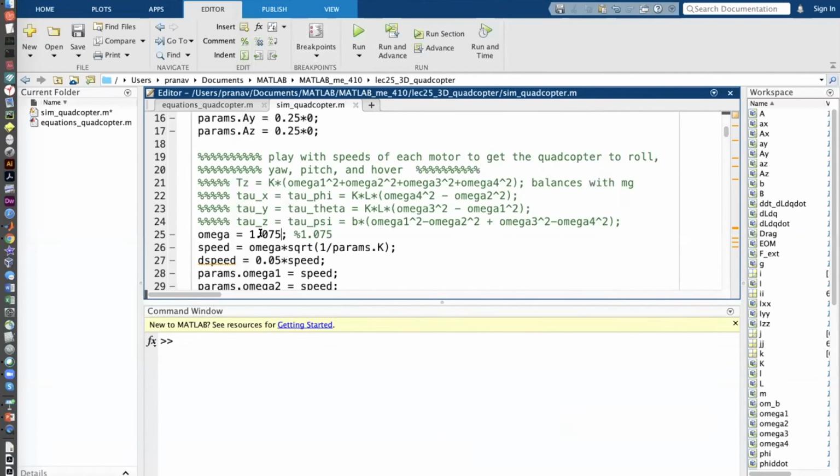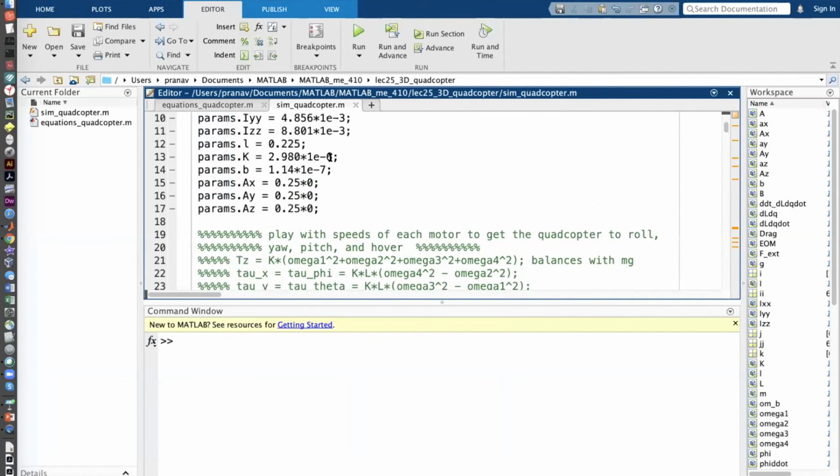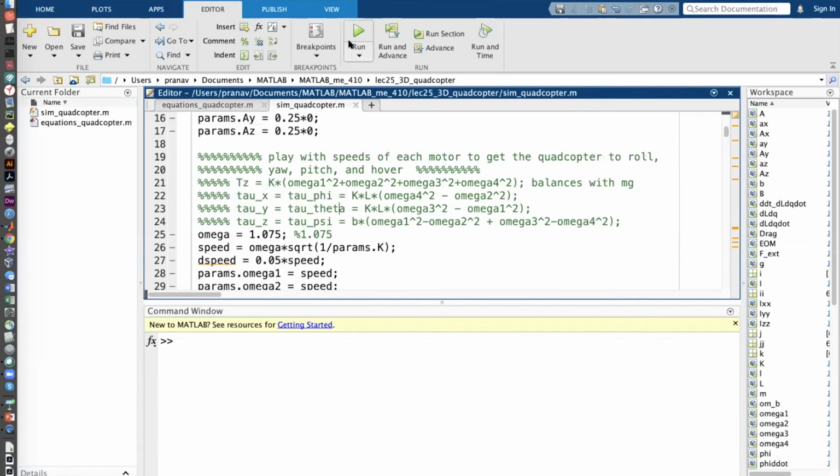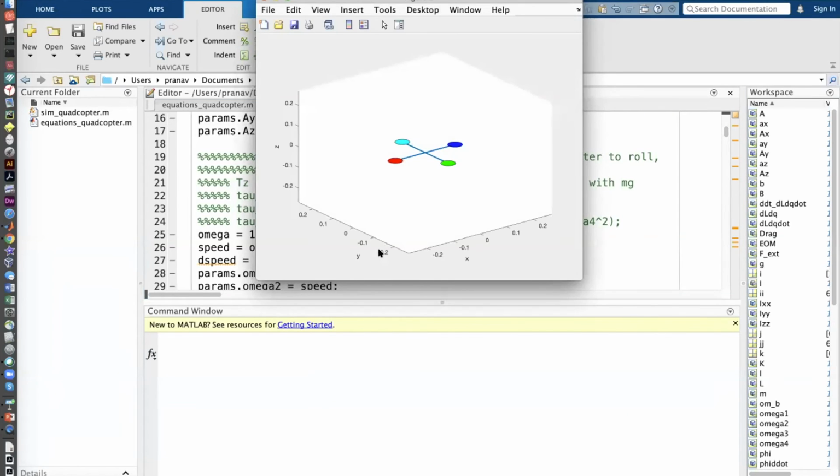So it's not really 1.075, it's times this, right? 1 divided by that. You can see it's 1e-6, so that's like a factor of 10 raised to 6. That's a really fast speed. That's the real speed, which is 1e6. Okay, so let's run this. And now you should see that it is hovering. It's not moving up or down. Maybe there's slight motion in there.